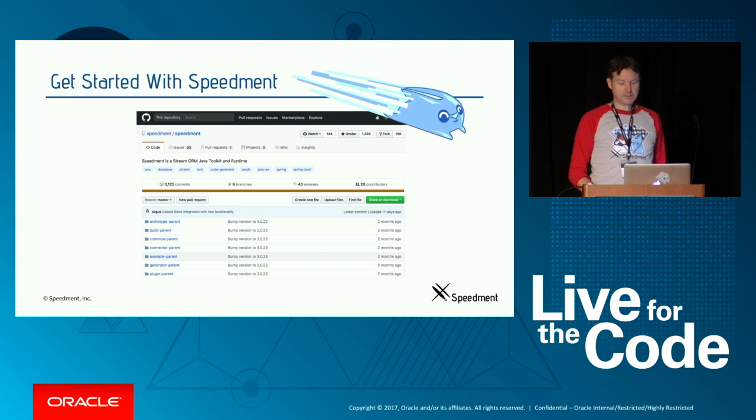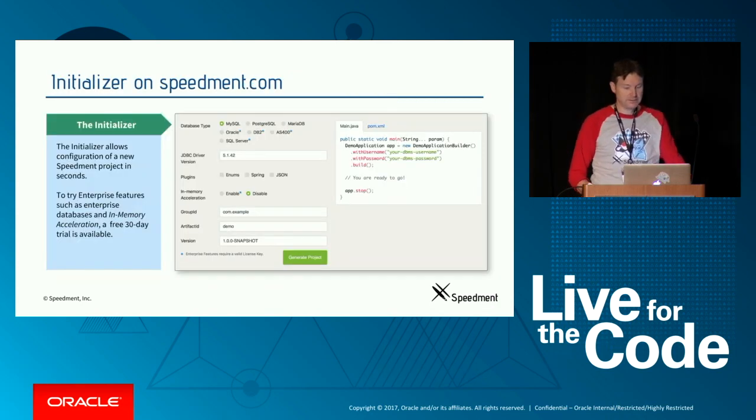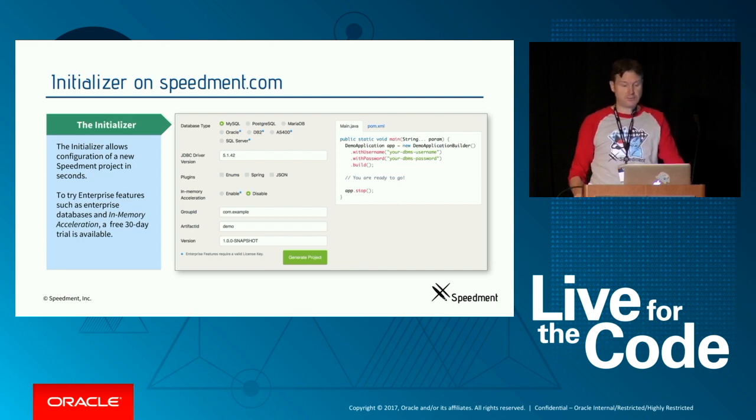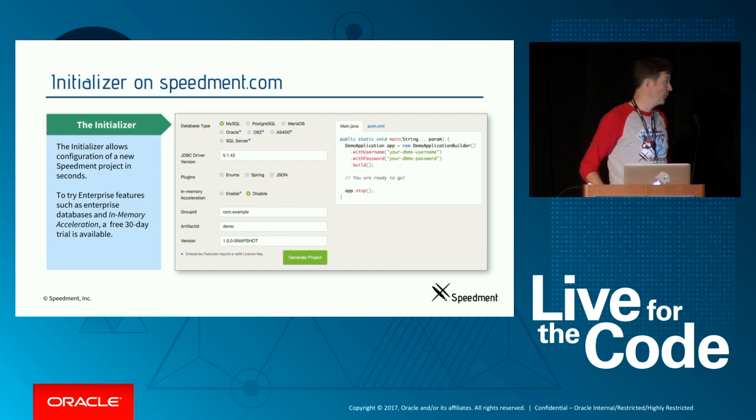So get started with Speedment. Just go there and download it. Use the initializer that I showed before. Here you can select the database you have, what JDBC driver you want, whatever, and you have your POM file and main file generated for you.